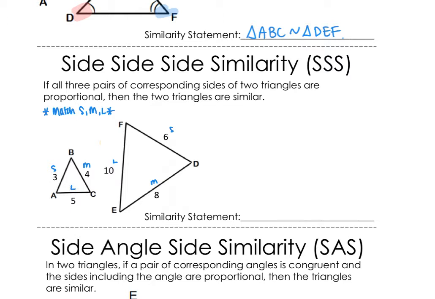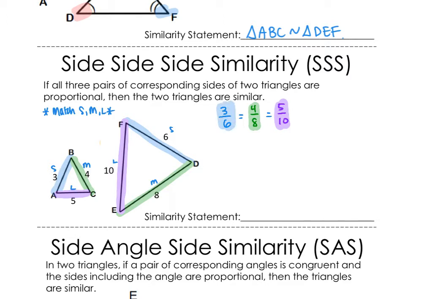Okay, so in setting up our ratios, like I said before, it doesn't matter which one you start with. So I'm going to do 3 over 6. We're going to check if that's equal to 4 over 8 and check if that's equal to 5 over 10. So what I did here is I matched up my small with my small, my medium with my medium, and my large with my large, and then I set them up as ratios.